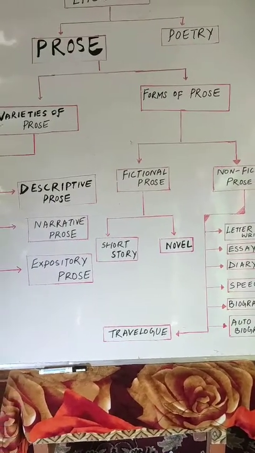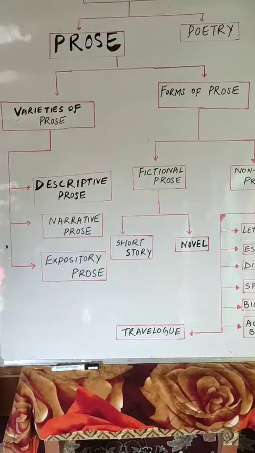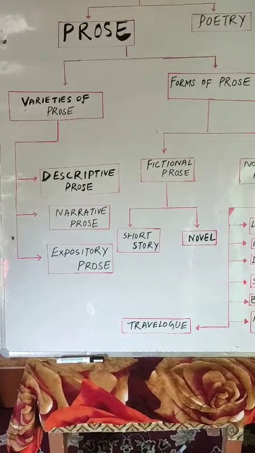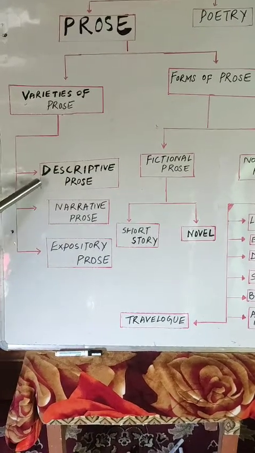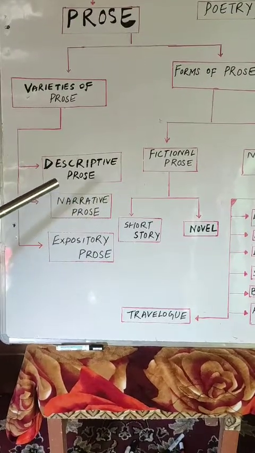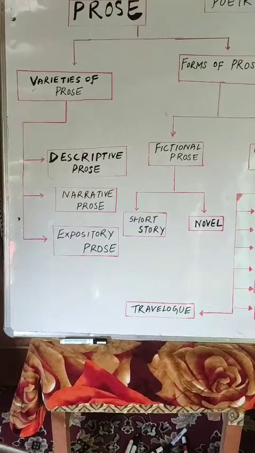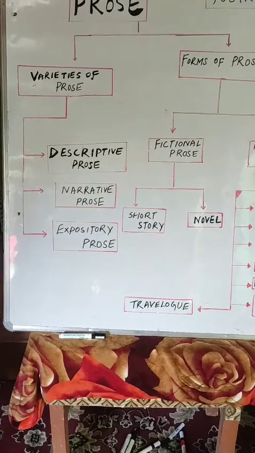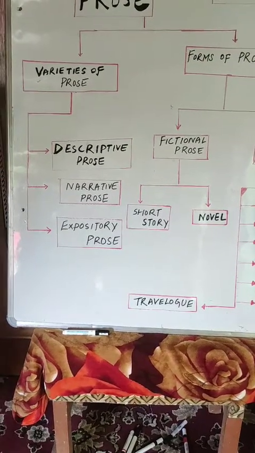First, prose is written language in its ordinary form rather than poetry. Descriptive prose describes something in a detailed, interesting way. This word descriptive comes from a Latin word, meaning written down, something written down. In descriptive prose, an event or person is described by the writer through images in order to create our interest, in order to arouse our curiosity.